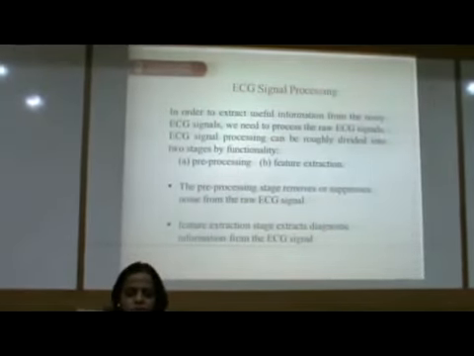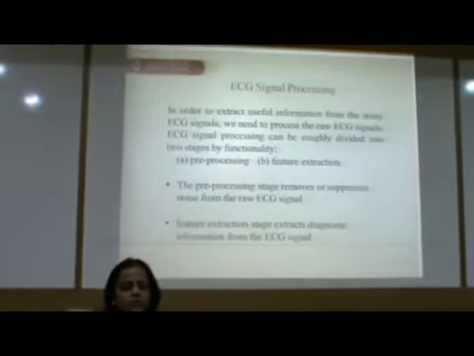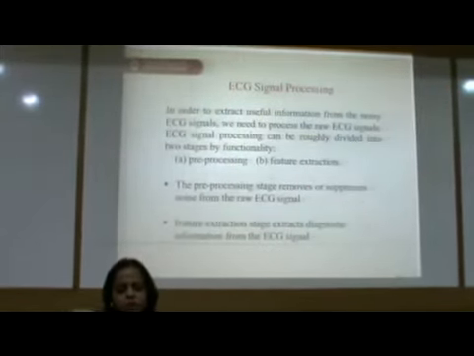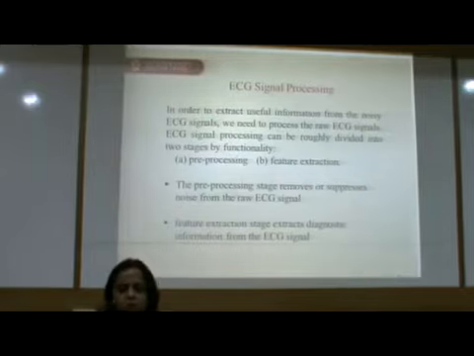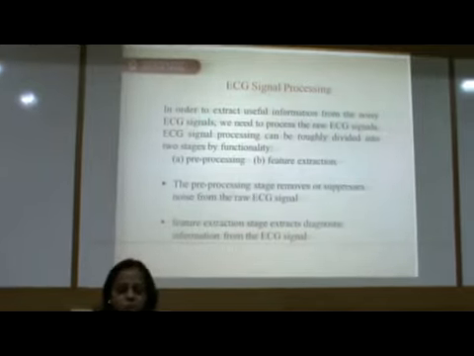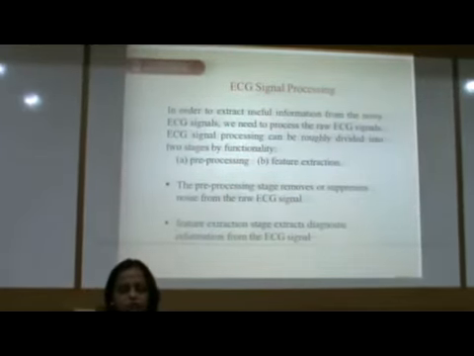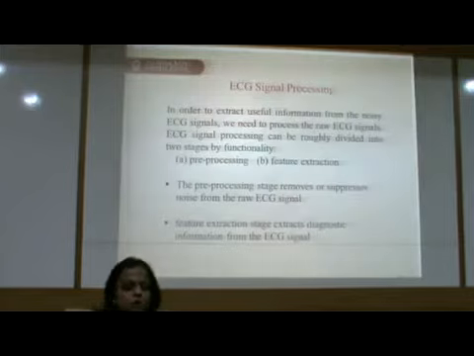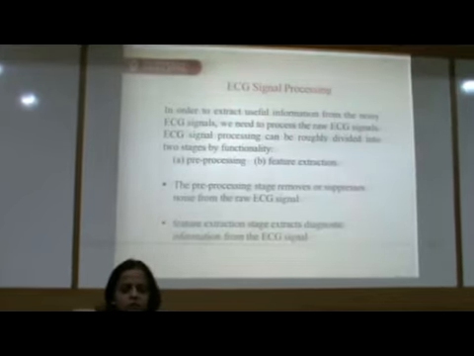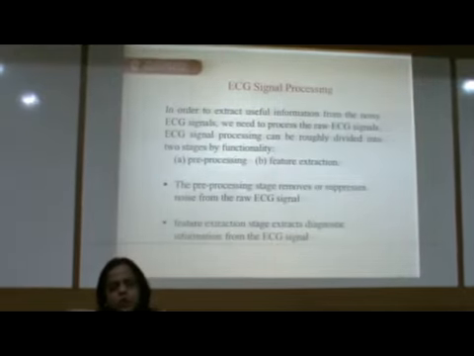ECG signal processing. In order to extract useful information from the noisy ECG signal, we need to process the raw ECG signal. ECG signal processing can be roughly divided into two stages by functionality. First is pre-processing and second is feature extraction. The pre-processing stage removes or suppresses noise from the raw ECG signal. The feature extraction stage extracts diagnostic information from the ECG signal.